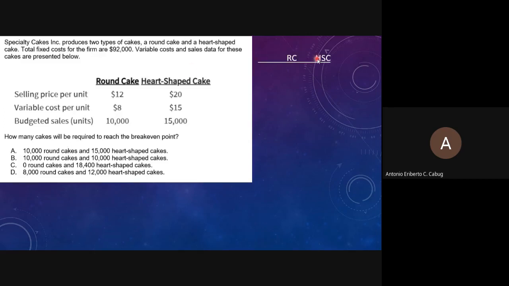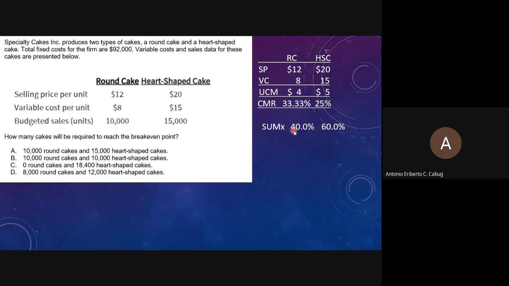Pound cake, heart-shaped cake. The price is 12 and 20 for the products respectively. Unit variable cost 8, 15 respectively. Unit CM 4 and 5 respectively. 4 over 12 is 33.33%. 5 over 20, that's 25%. Okay. Sales unit mix is 40%, 60%. 10 plus 15 is 25. 10 over 25 is 40%. 15 over 25 is 60%.